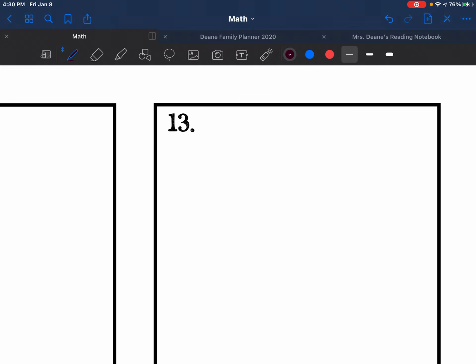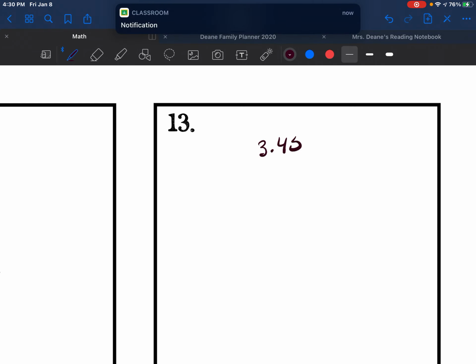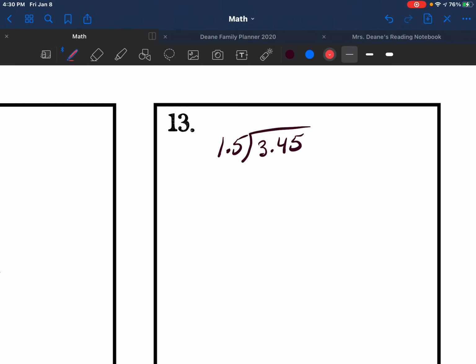So to our work paper, and I set it up with 3.45 on the inside and 1.5 on the outside. Now, I'm gonna have to move my decimal because I can't have a decimal in the divisor. So I move it 1 place outside, one place inside. So my new problem should look like this. 34.5 divided by 15.